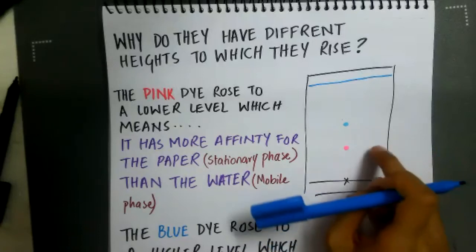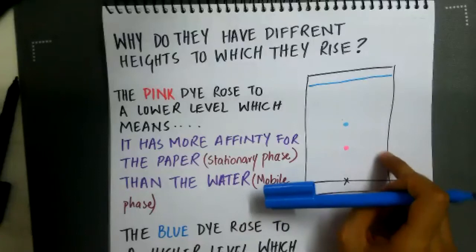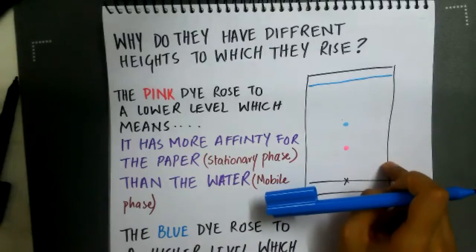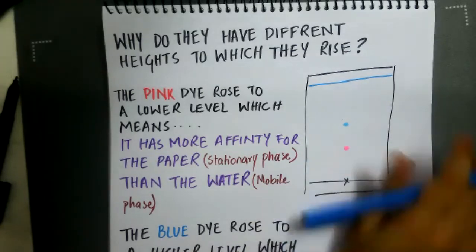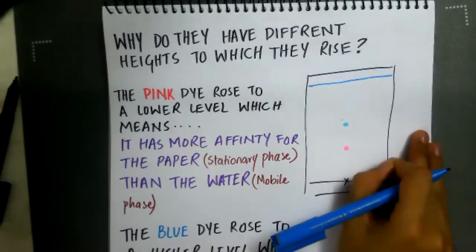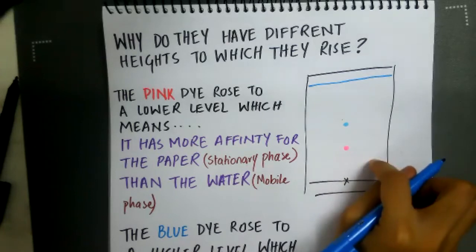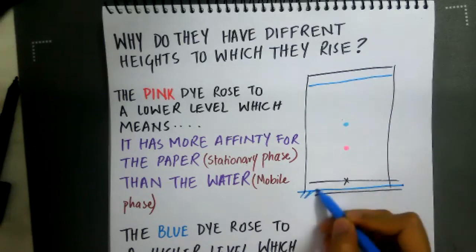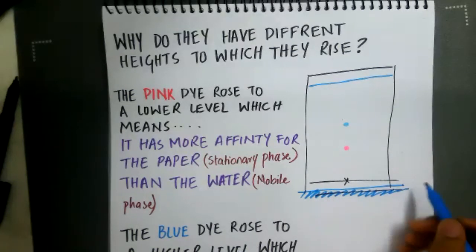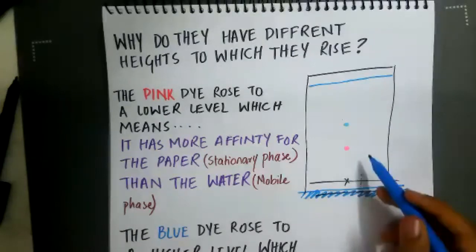That means that it has more affinity for the paper, which is the stationary phase. The stationary phase is the phase of substances when they are solid or not moving, not necessarily solid, but they are stationary. And the mobile phase is the solvent in which it was submerged, right? Like here. That was the mobile phase, because it was that phase that made these inks run.